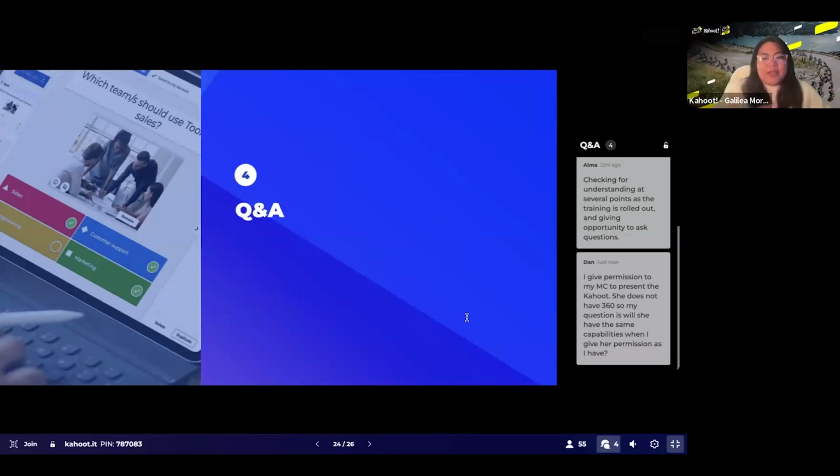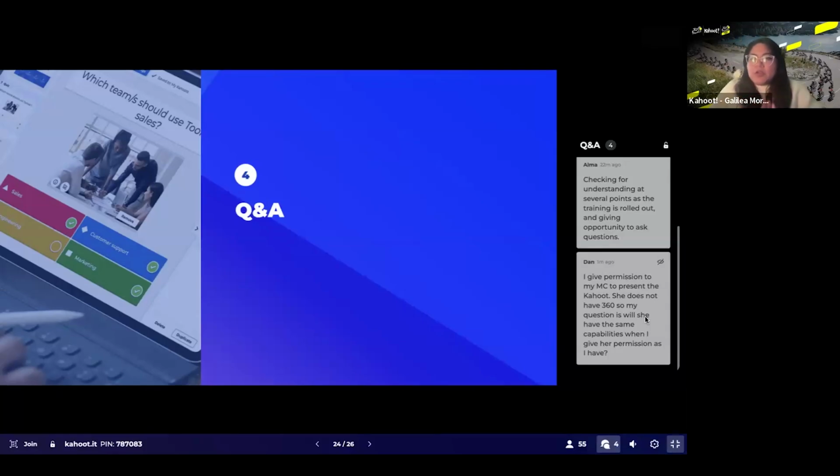So it gives everybody else the ability to vote on different ideas as well. So Dan says, she does not have 360, so my question is, will she have the same capabilities when I give her permission?